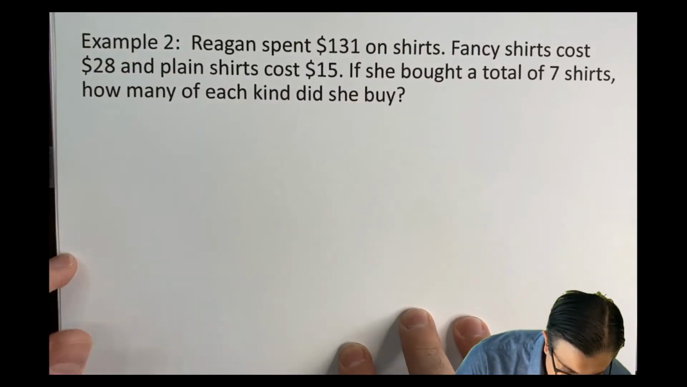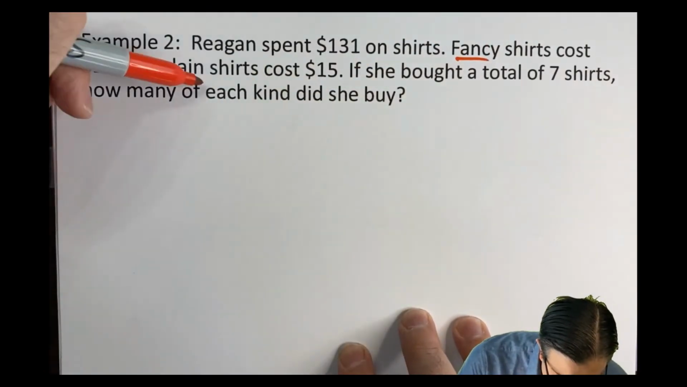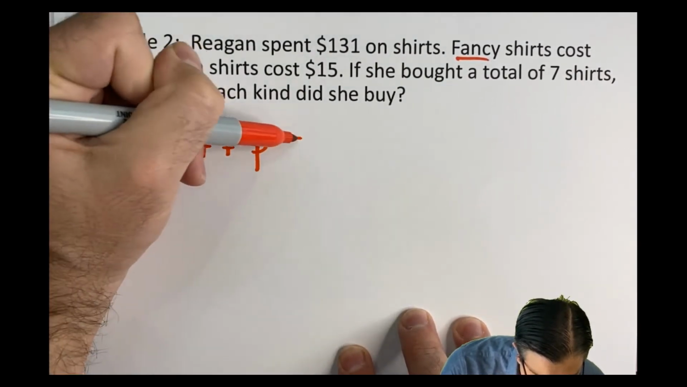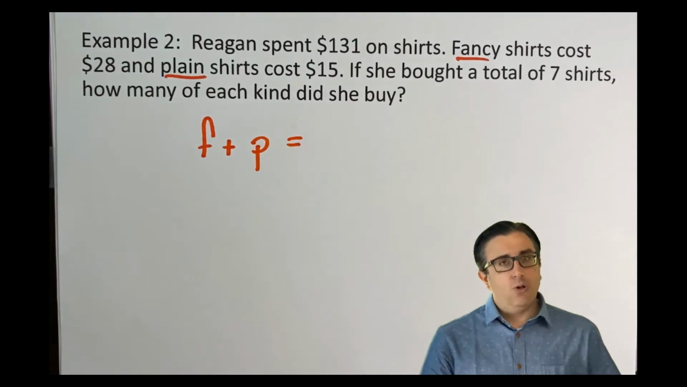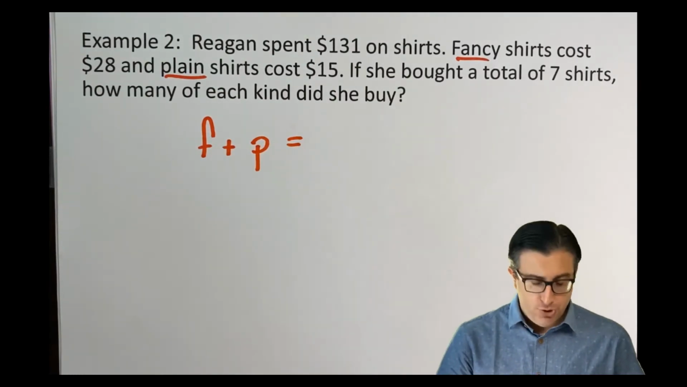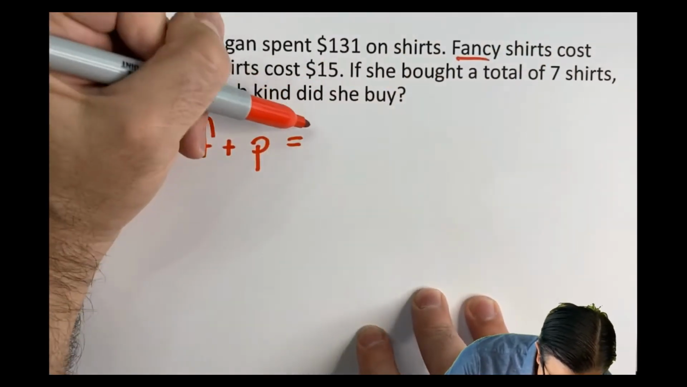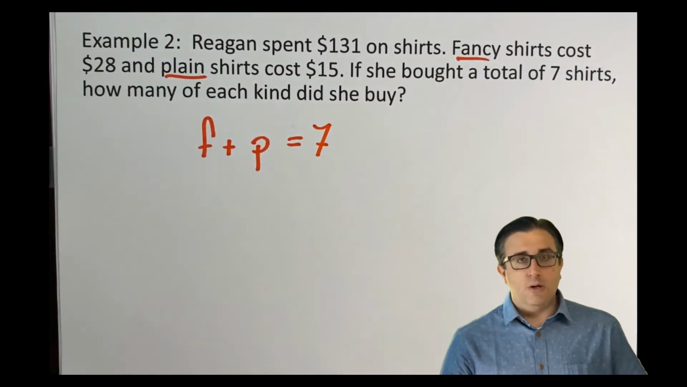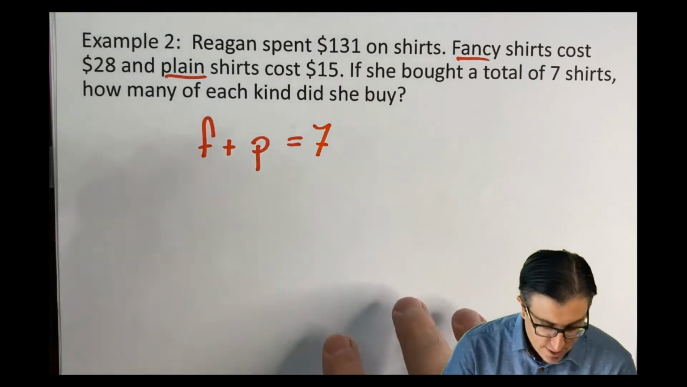There are 2 types of shirts. There are fancy shirts and there are plain shirts. And I know that the total amount that she bought of all of those shirts was 7. There's my first equation.